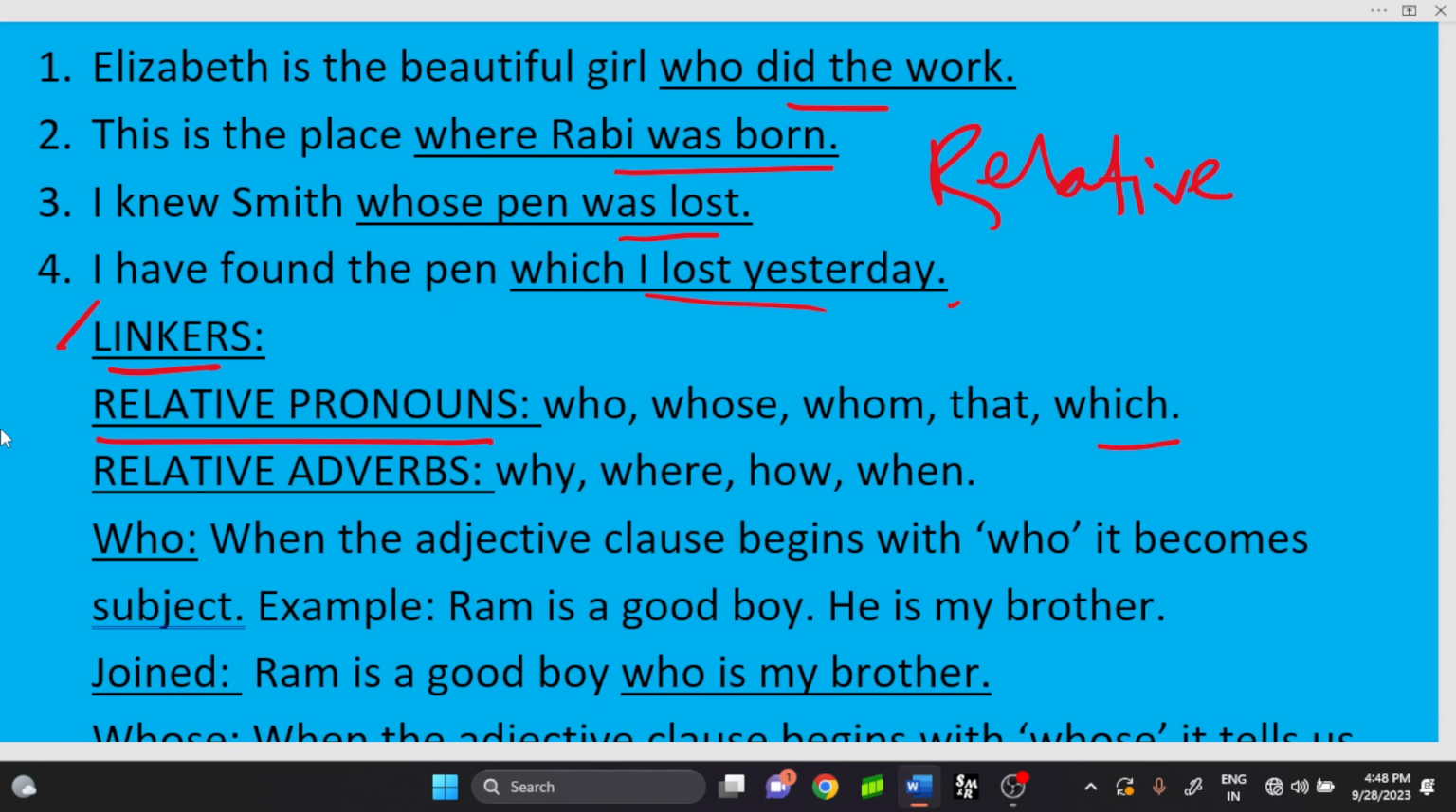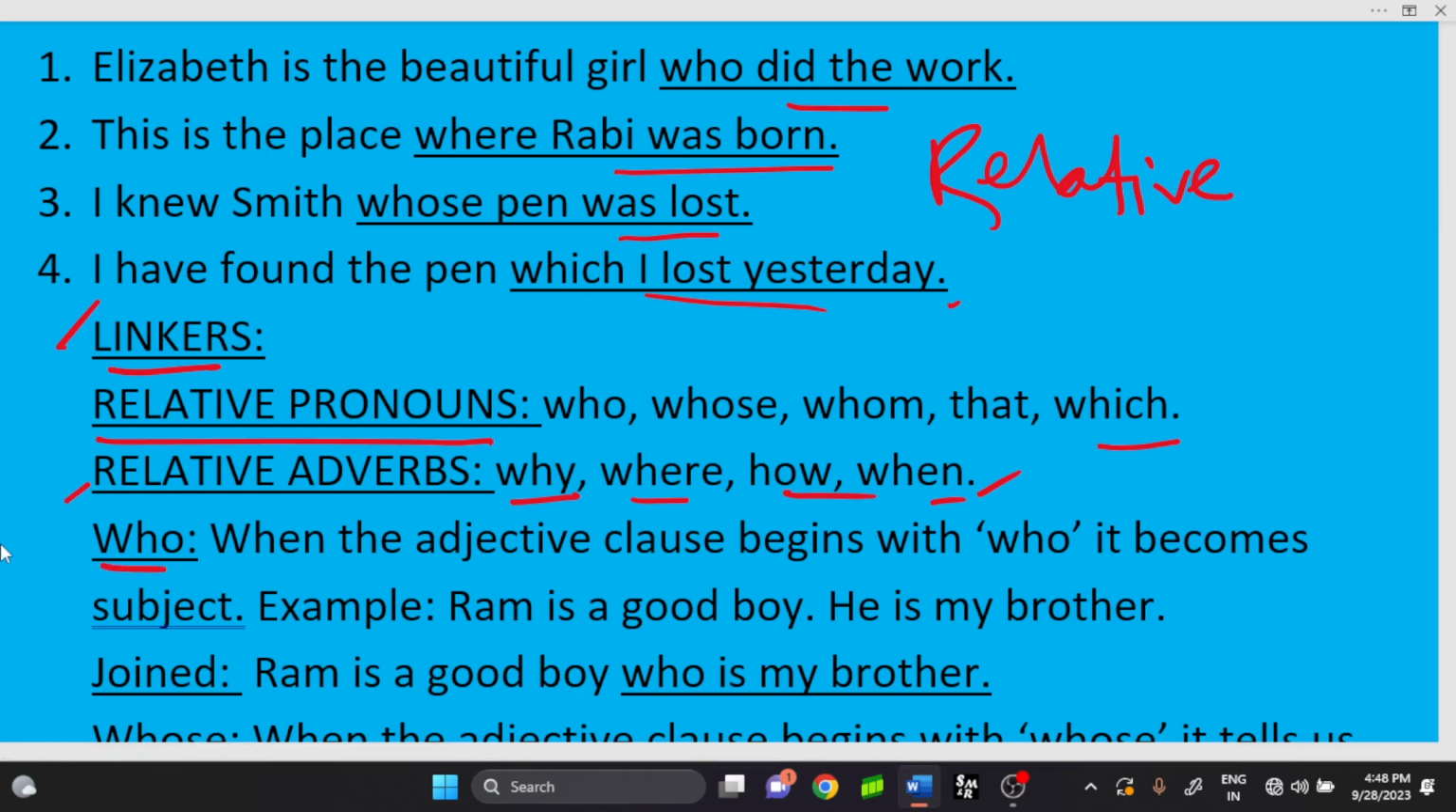Relative clause. Next one, relative adverbs. There are 4: why, where, how, and when. These are the relative adverbs, and these are used actually to join 2 or more than 2 sentences or to make the sentence a complex one. Then let's start with the very first one, who.